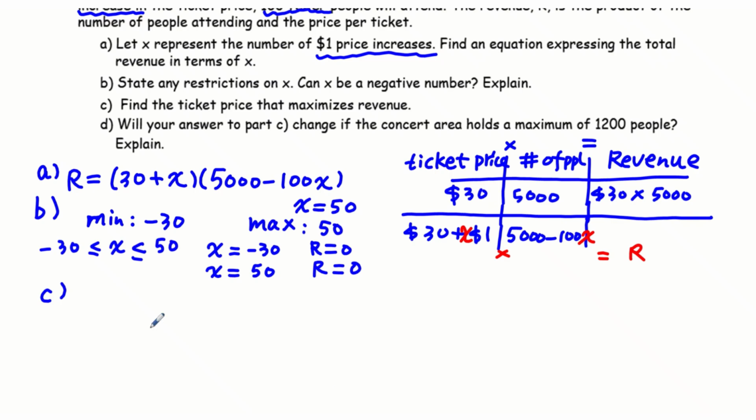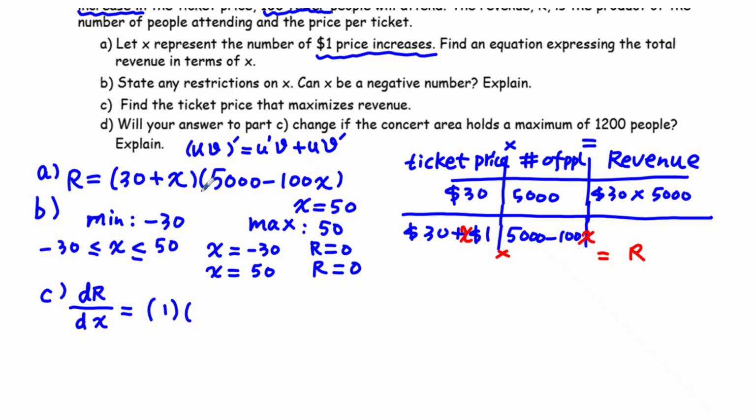So we want to find the derivative dR over dX equals 0. So this one is two factors multiplied together, so we use the product rule. So for uv, the derivative equals u prime v plus uv prime. Okay, u is 30 plus x. This derivative gives you 1.